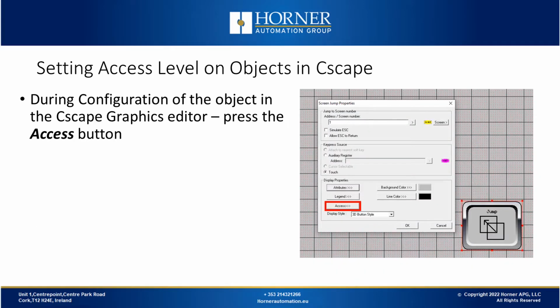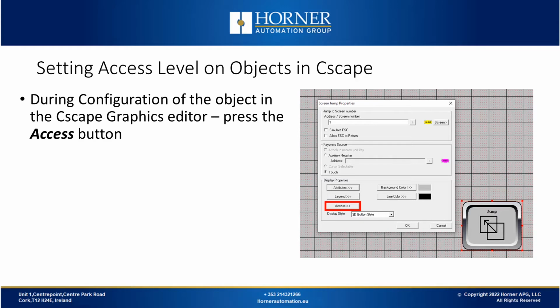So how do you set the access level on individual objects in Cscape? Since we're talking about graphical objects, we'll be working in the graphics editor. For every individual graphics object that you put on the screen, if it has an action to it, you'll have the ability to set an elevated access level. For most objects, the access to all operators is likely going to be the same. But for certain key set points, especially certain screen jumps that you want to limit from an operator standpoint, you're likely going to have to elevate the access level.